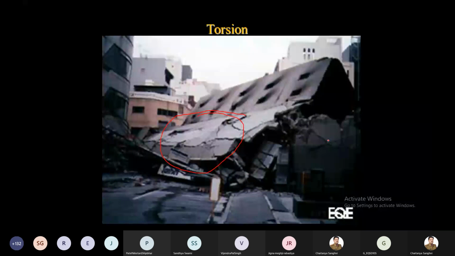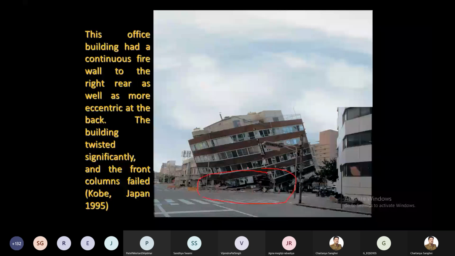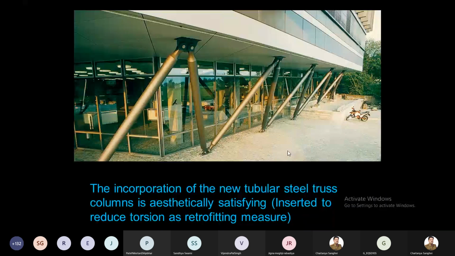Here again, this is another example, right? This building is on its knees, right? Now here you can see this actually seems a good design. Now these are tubular steel truss columns. Generally, these are not taking any load. But when an earthquake comes, when the lateral movement starts, then these columns are under tension, right? And they start taking the load, and they are inserted to reduce the torsion as a retrofitting measure, right? So this is introduced to reduce the torsion effect.